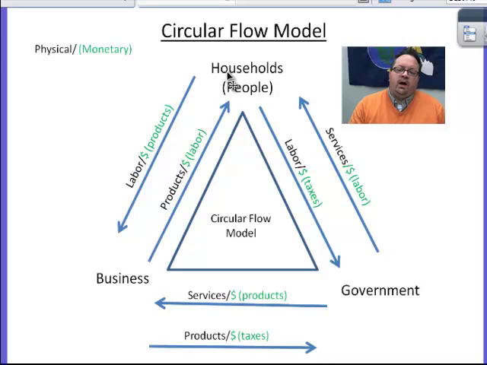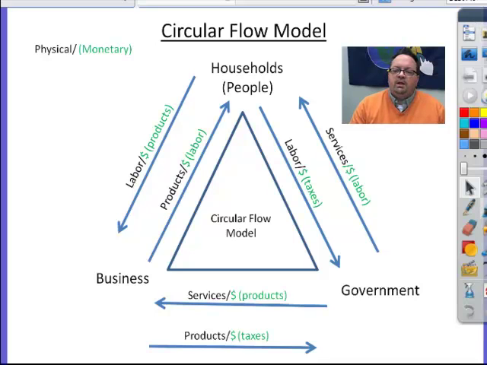So we look at this. What does a household actually give to a business? Well, physically they give labor. And by giving labor, the people are providing the actual human capital or labor to a business. Now, what also do they give to businesses is money for products. So what households give to businesses, one is labor, and secondly is money for products.